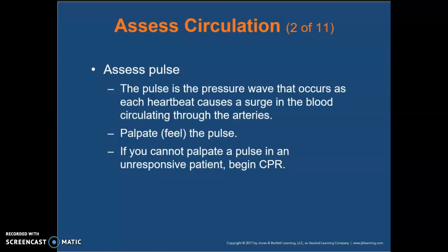If the patient has a pulse but isn't breathing, then we'll initiate rescue breathing. We're going to breathe for them every 5 to 6 seconds for an adult, every 3 to 5 for a kid, trying to maintain a ventilatory rate of 10 to 12 per minute for adults and 12 to 20 for kids. So just a little bit faster.